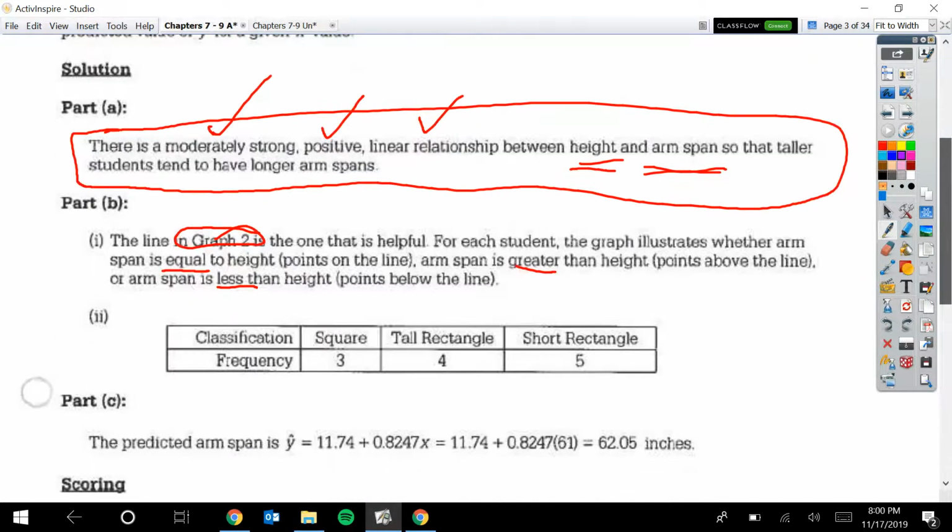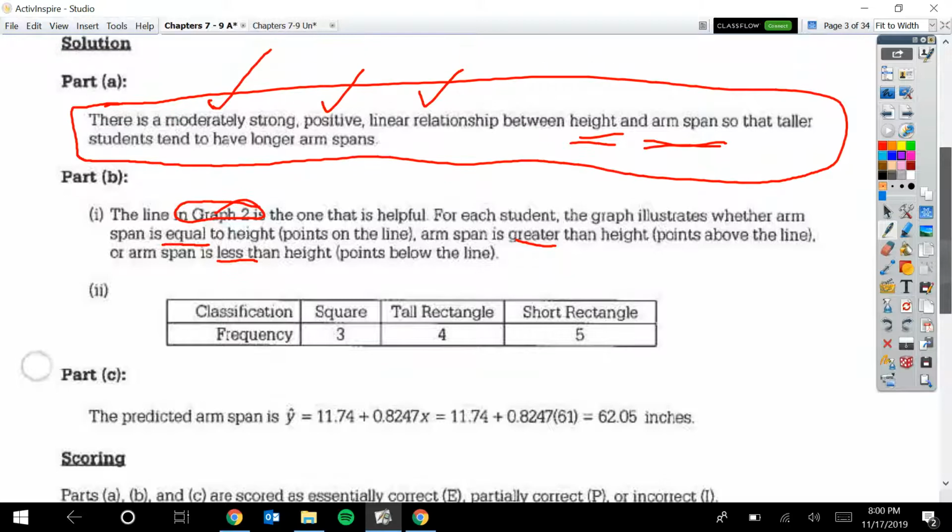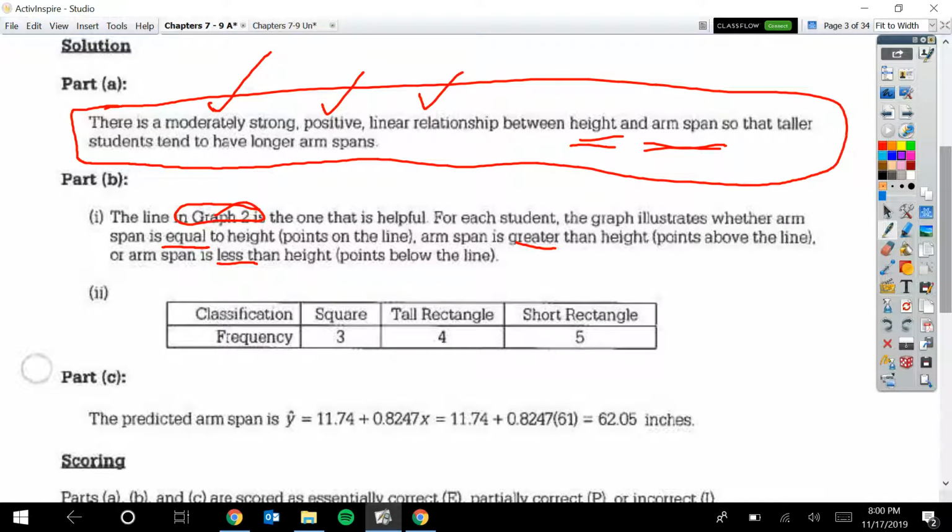Let me see here. In their little ideal thing, yeah, they did. They said points above the line, points on the line, and points below the line. So you did have to include that. See, you can't just make an assumption that they know what you're talking about. It's like you have to prove your thoughts to get credit.